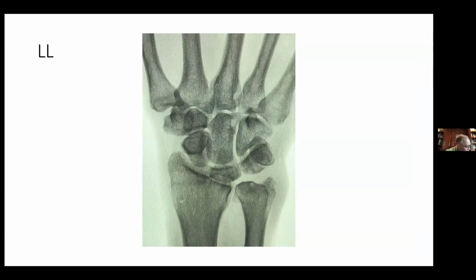Tiffany, Lou, tell me what's happening here. So this is an AP of the wrist. It looks like there is maybe a bit of a ring sign with the scaphoid and maybe some SL widening, perhaps. Or would I compare that to the other joints? She does look a little bit ulnar positive as well.